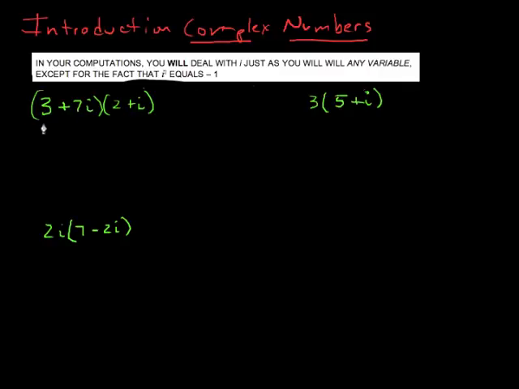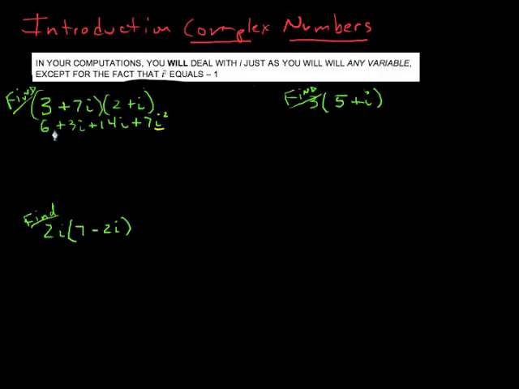Right? We have 6, which is the first, 3 times 2. Then we have the outer plus 3i, the inner plus 14i, the last plus 7i squared. Now look at that i squared right there. Bing! i squared we know is equal to -1. Oh, and the directions would be: find the product.